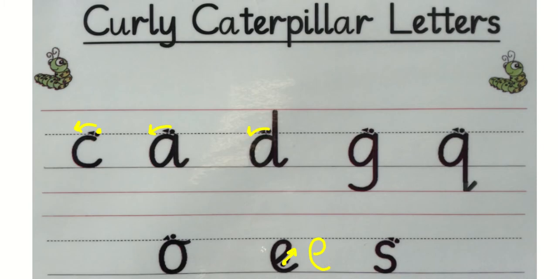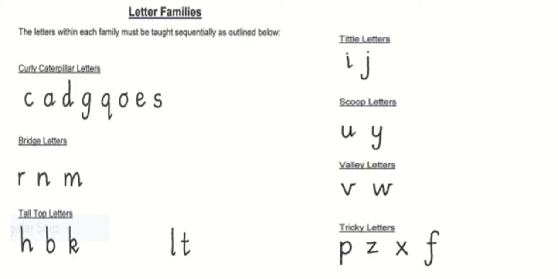I'll just go back, the curly caterpillar letters, and there will be videos on the other letters in our groups. I'll just click back here. So the bridge letters, the tall top letters, the tittle letters, scoop, valley, and tricky letters.